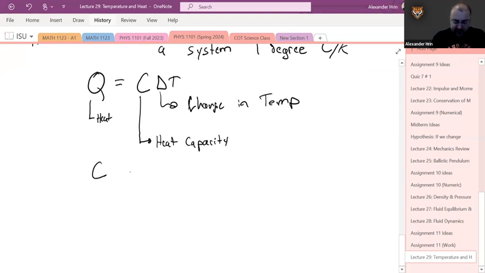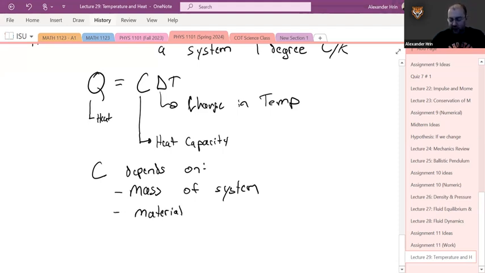So if we think about this, C depends on really two things. One is the mass of the system, okay? But the other thing, it depends on the material of the system, and different materials can absorb heat with more or less effect. Now, the idea is that heat in general does cause the temperature to rise. You can't just add heat to something infinitely and not have the temperature rise. But different materials require more heat to raise them the same amount, even if the masses are the same.